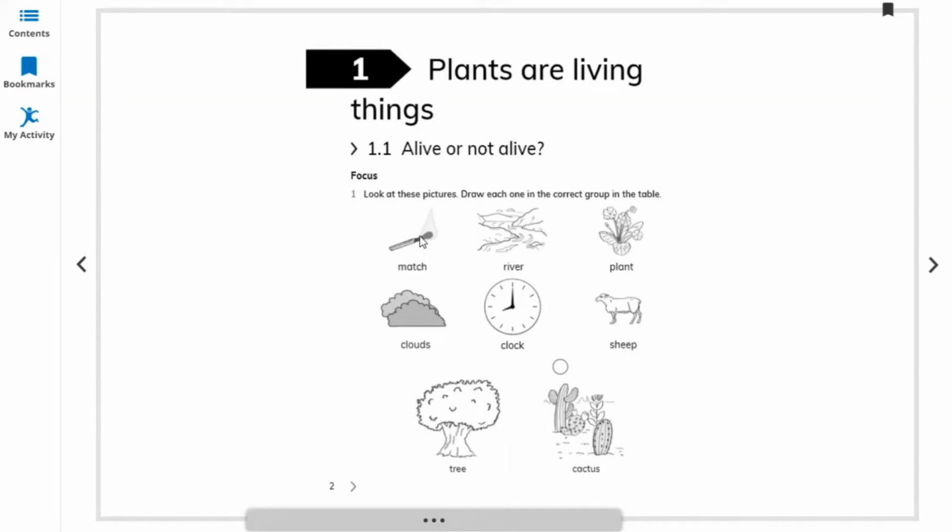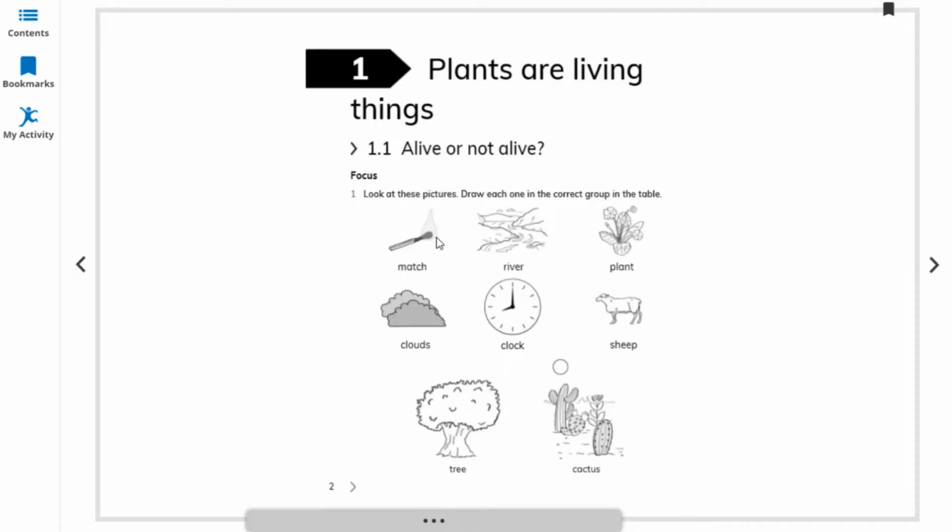So matchstick, not alive. You can say once alive, because a matchstick is made of wood, and wood is a part of a tree, so we can say once alive. But otherwise there is no option of once alive, so we can say not alive. So living and non-living things: mostly 3 living things, plants of all kinds, animals, and humans. Other than that, mostly all things are non-living.